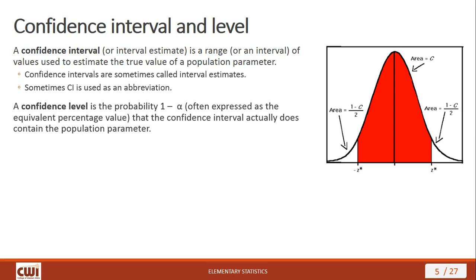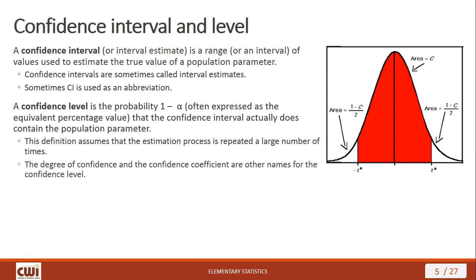This is where critical values, which we've already seen in Chapter 6, come into play. We'll get into that a little bit more detail later on. For now, let's focus on confidence level. The definition that we've given for confidence level assumes that the estimation process is repeated a large number of times. That's assumed with the way that we're defining confidence level. The degree of confidence and confidence coefficient are simply other names for confidence level.